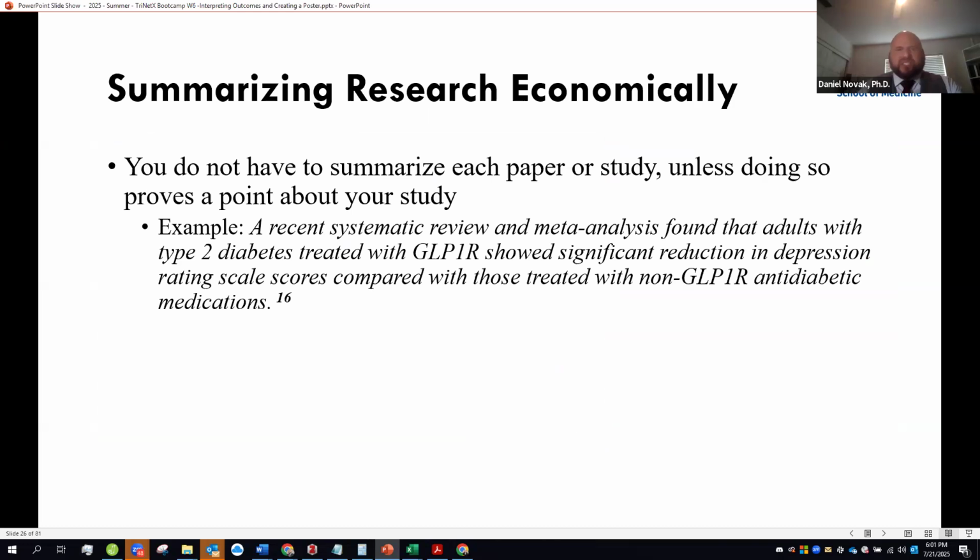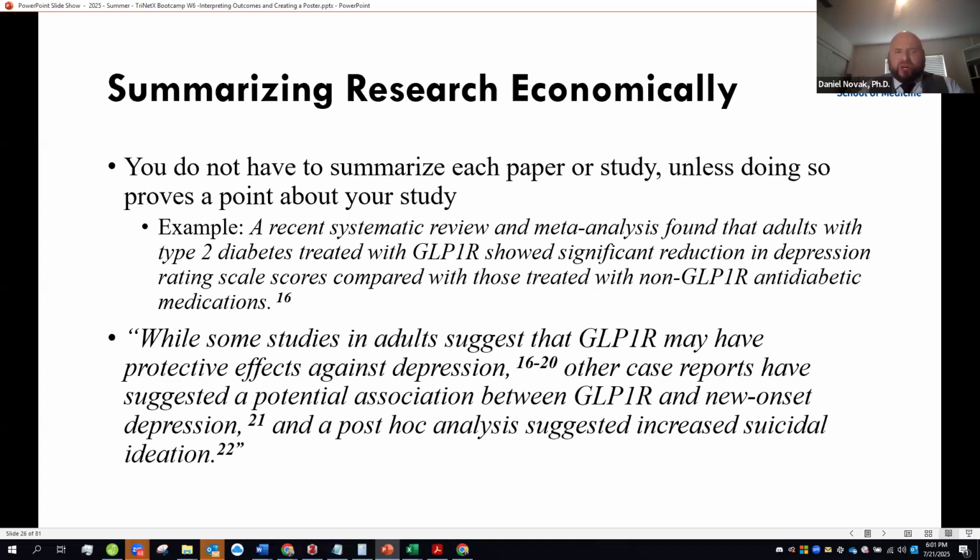So you can see here how they do it. A recent systematic review and meta-analysis found that adults with type 2 diabetes treated with GLP-1R showed significant reduction in depression rating scales compared with those treated with non-GLP-1R anti-diabetic medications. You can see how little of the original study they included in this summary, and that's really important. You do not have to do a deep dive unless doing so serves a broader point. You can see over here in this sentence, while some studies in adults suggest that GLP-1R may have protective effects against depression, they cite 5 papers, 16 through 20, right here without even blinking. They don't even say what those say beyond that it suggests that GLP-1 may have protective effects against depression.